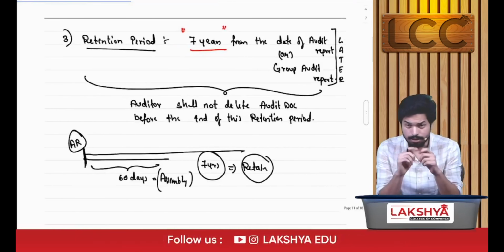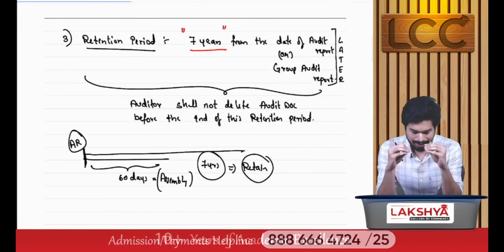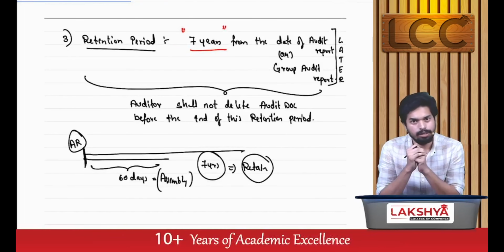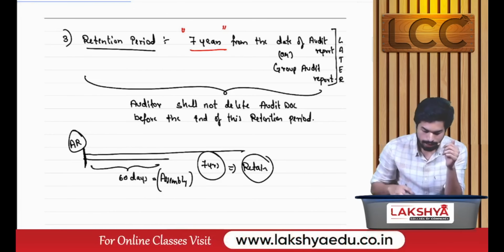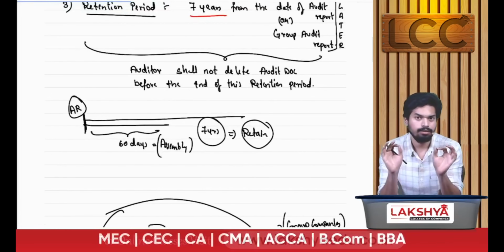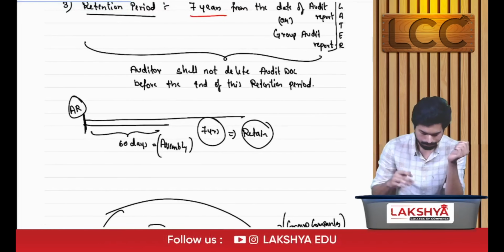And third point, retention period. The audit file has to be retained at least 7 years from the date of auditor's report or the group auditor's report, whichever is later. And the auditor shall not delete the audit documentation before the end of this retention period. Right?